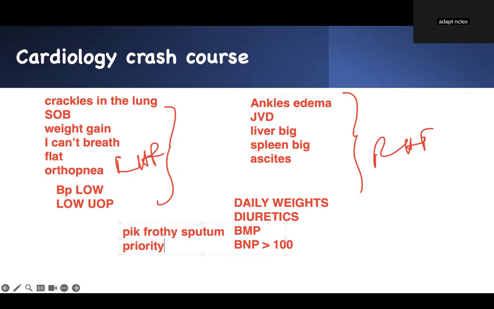This is your priority. Or if they gain weight too fast, like 3 pounds in 2 days, right? That's bad. Or 5 pounds in 7 days, that's really bad. These are signs and symptoms of CHF exacerbation. And therefore, pay attention to that.